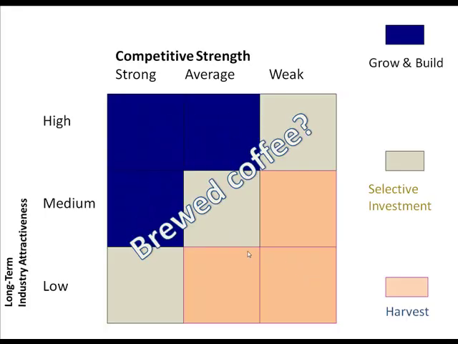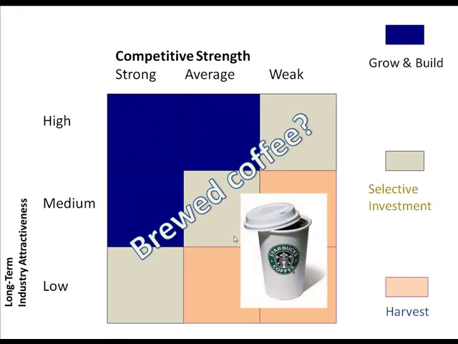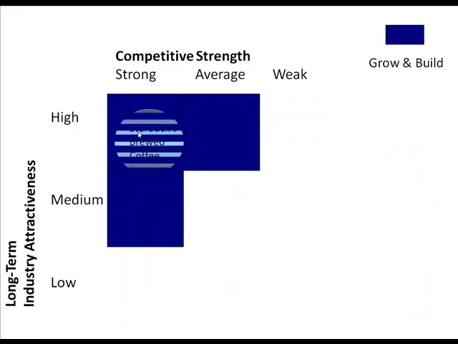The first thing we'll consider for Starbucks is its traditional flagship brewed coffee. Let's keep it simple. In the United States, where might Starbucks consider this product to fall into? In terms of competitive strength, I think it would be hard to argue anything other than Starbucks coffee has strong competitive strength, and the long-term industry attractiveness of coffee is still in a pretty high growth market in the United States. So Starbucks would probably find its coffee in this part of the matrix.